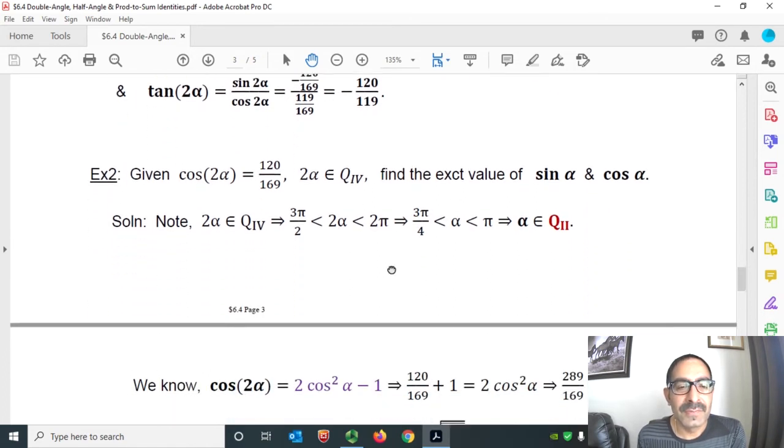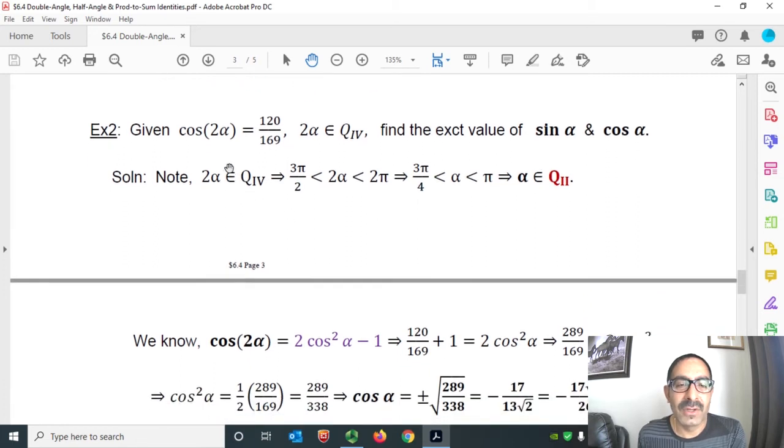Example 2. Given cosine of 2 alpha equals 120 over 169, and the angle 2 alpha lies in the fourth quadrant, find the exact values of sine alpha and cosine alpha.